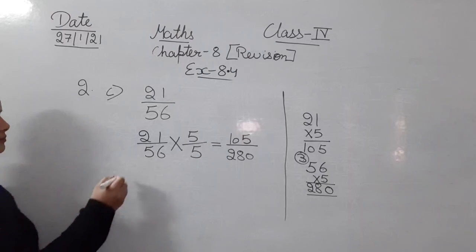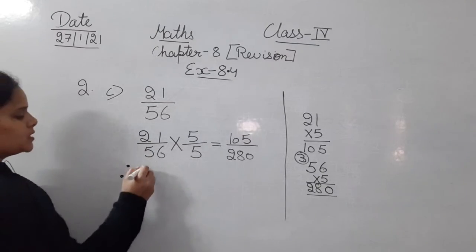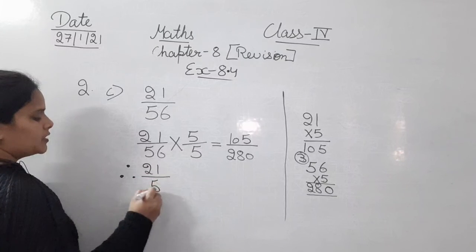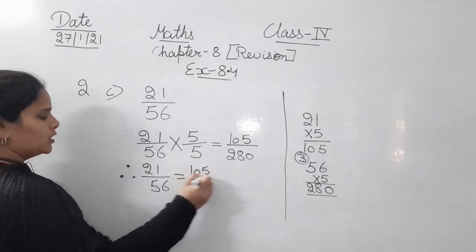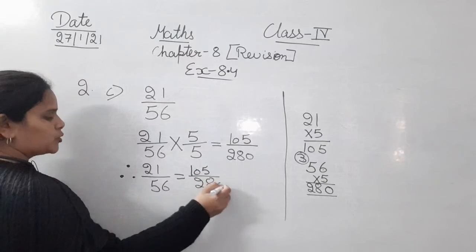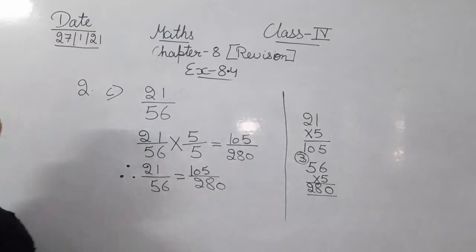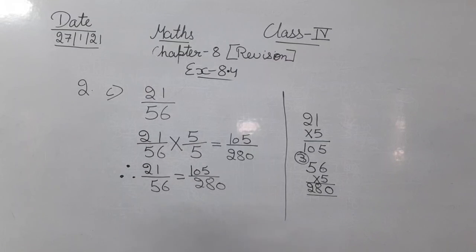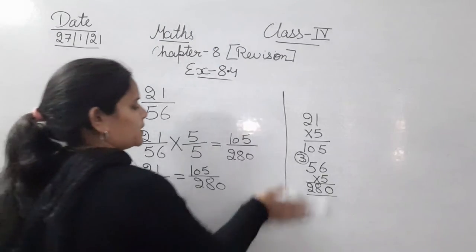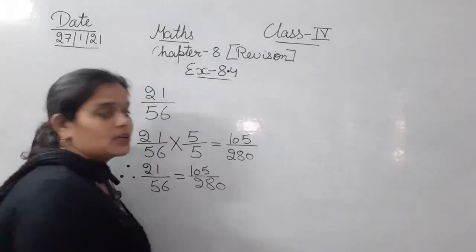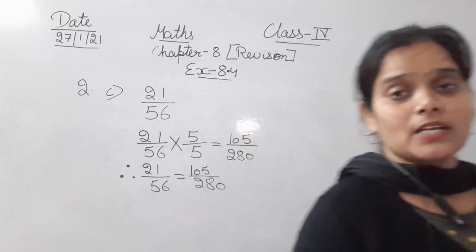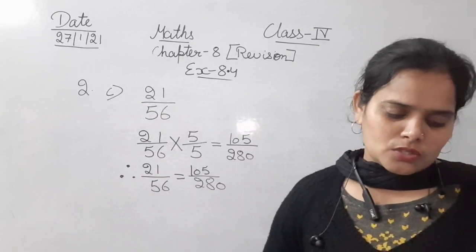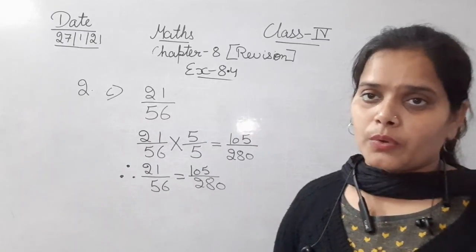Clear? So here therefore 21 upon 56 is equal to 105 upon 280. आप चाहे तो 2 से भी मल्टीप्लाई करके कर सकते हैं बेटा, if you want you can do that as well, ओके। सो दैट इज नॉट एन इशू, ओके। तो जैसा आप चाहें उसको वैसा कर सकते हैं, ओके। And this rough portion you will do in the rough, so that's why I am erasing it here, okay. So this is the solution of the last part of sum number 2 of exercise 8.4, okay.